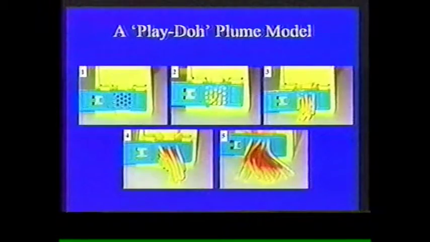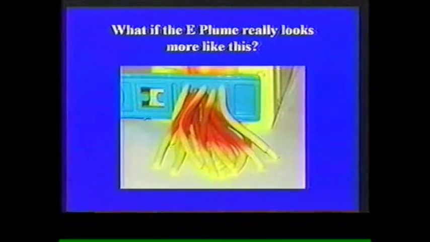What if it is a bunch of little stringers of preferred pathways, and have we put our monitoring wells in the right places to actually sample these? It's probably not like PlayDoh, but it's probably a lot more complex than the simple notional models that you've seen depicted to date.